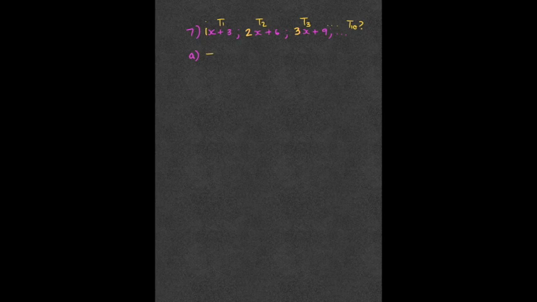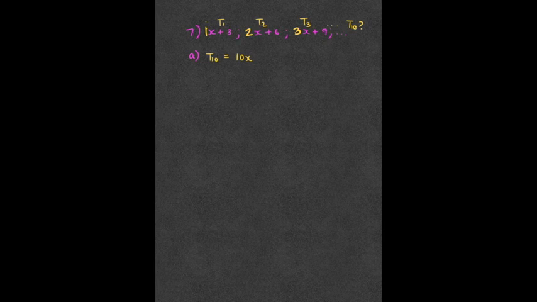So what's going to be in term 10? 10x. Nice. Okay, does that make sense? Term 1 had a coefficient of 1. Term 2 had a coefficient of 2. Term 3 had a coefficient of 3. So for term 10, we want the coefficient to be 10.